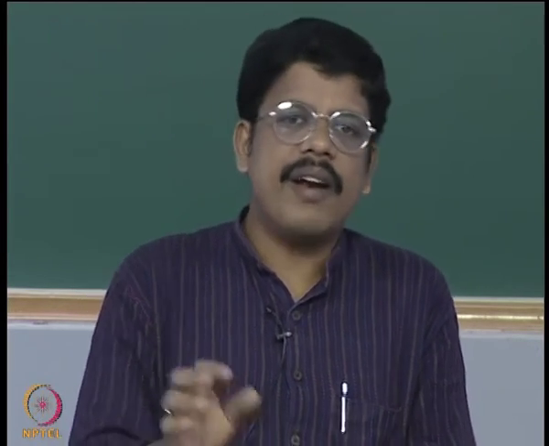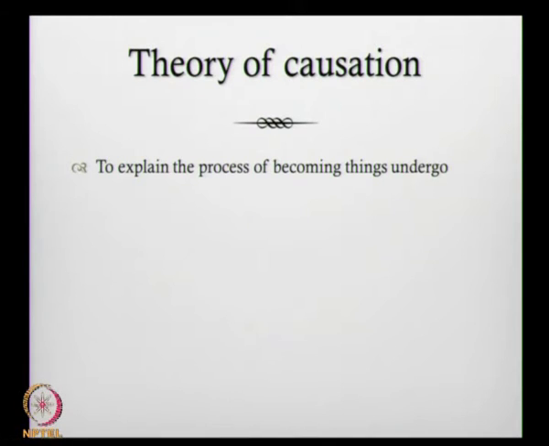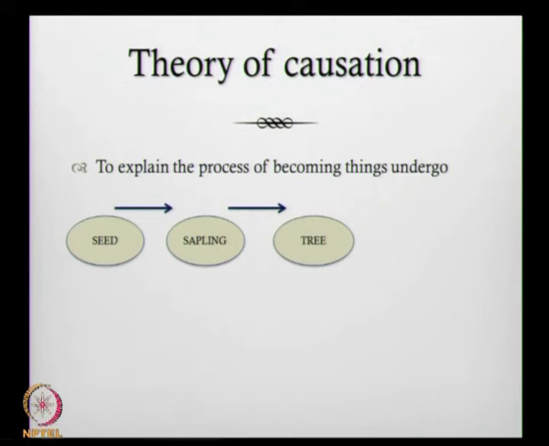Now, in this context, we have to introduce, or rather discuss, a very important principle, the theory of causation, to explain the process of becoming that things undergo, the process of evolution. So, what is it? Let us consider that there is a seed, and now, the seed evolves, it moves towards what? It becomes a sapling. That is the next stage. Then again it does not stop there, it evolves further into a tree. So, you have in between several other stages, I have just mentioned three important stages in its evolution.